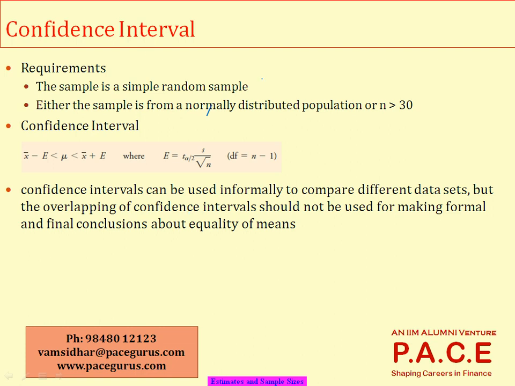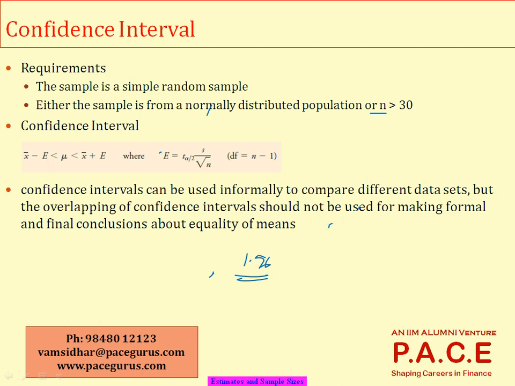Corresponding to the t distribution, which depends on degrees of freedom, I will find the critical value. So it cannot be 1.96 directly. I have to find the critical value assuming the data follows a t distribution, not a normal distribution, and finding the 95% area under that curve.